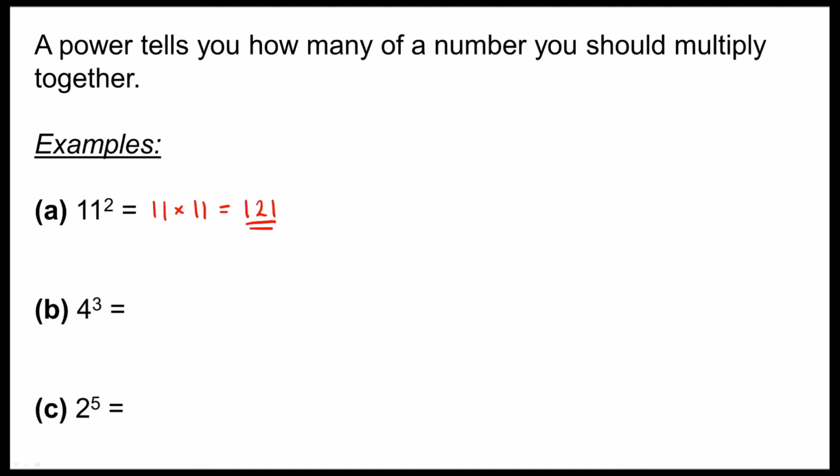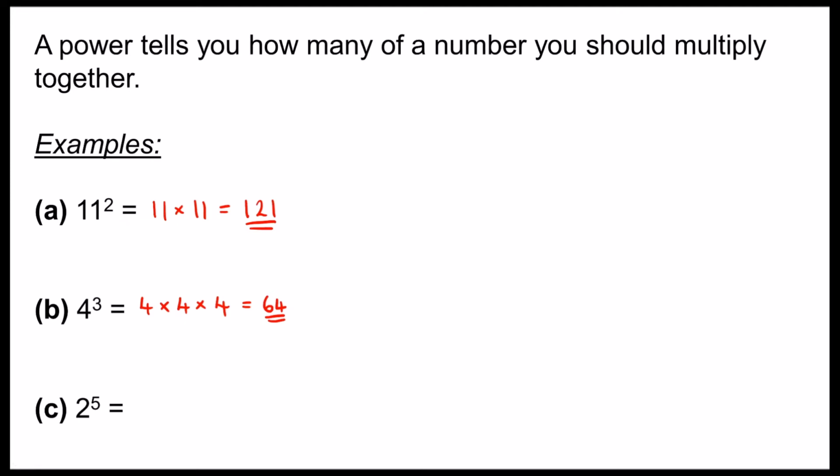In my second example, I'm asked to work out 4 cubed. The number at the end is a little 3, so that means that we have 3 4s all being multiplied together. We can do this one in stages, so we can say 4 times 4 is 16, and then 16 times 4 gives us an answer of 64.